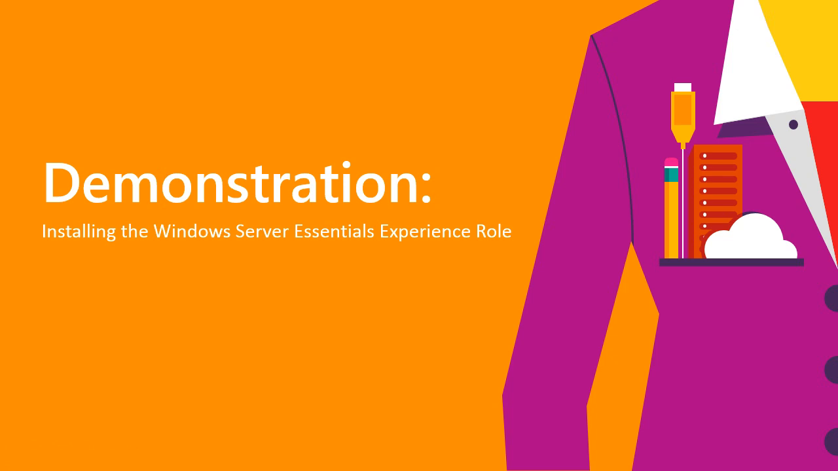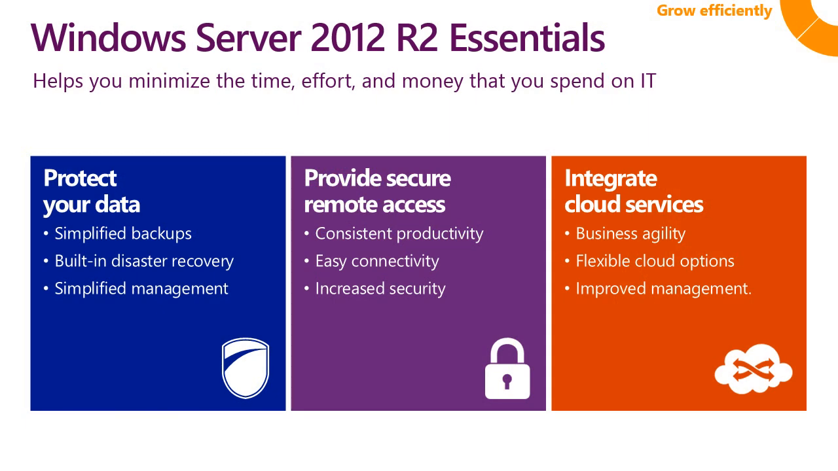Now that we've seen the installation, let's take a look at some of the capabilities that Windows Server Essentials provides. There are really three key areas. First, protecting your data: simplified backups, built-in disaster recovery capabilities, and simplified management. But also, for those used to remote web access or remote web workplace in previous versions of Essentials or Small Business Server, it gives you a lot of those same capabilities so that remote users can very easily get back inside the network and access the resources they need in a secure manner.